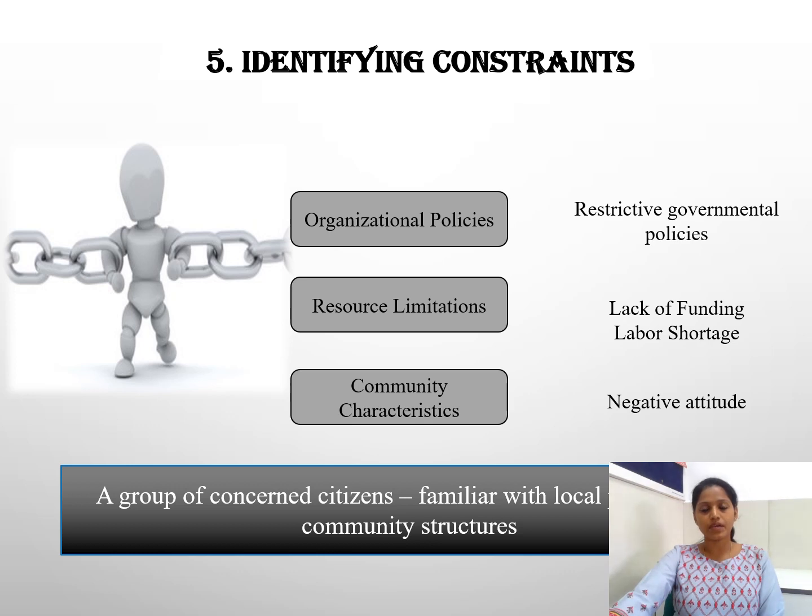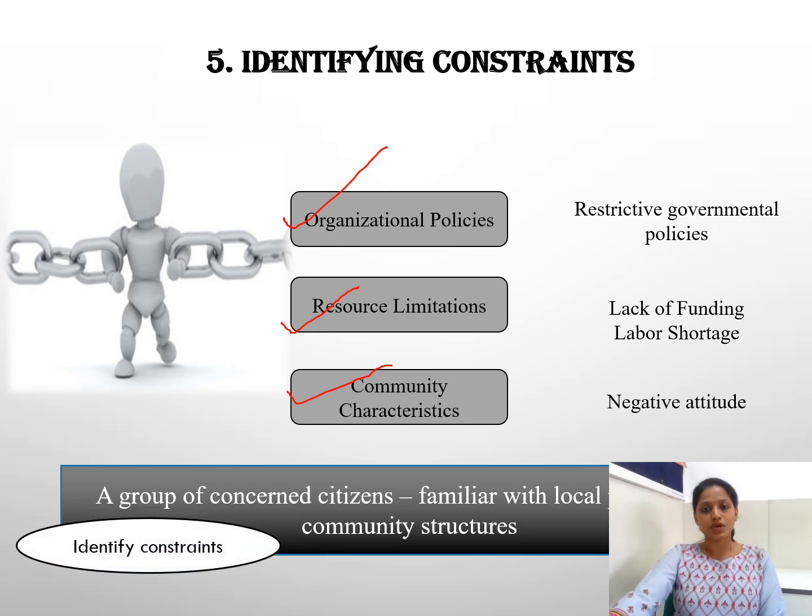The next step in the planning process is identifying constraints. The constraints may result from various things such as organizational policies. For example, a restrictive government policy can be a constraint. The next one, resource limitations such as lack of funding or labor shortage. And we might also have community characteristics such as a negative attitude that prevails among the community.